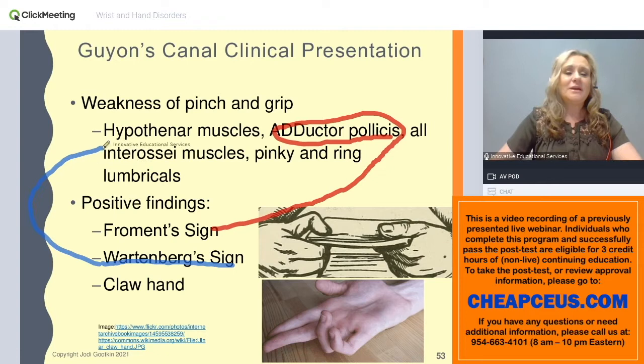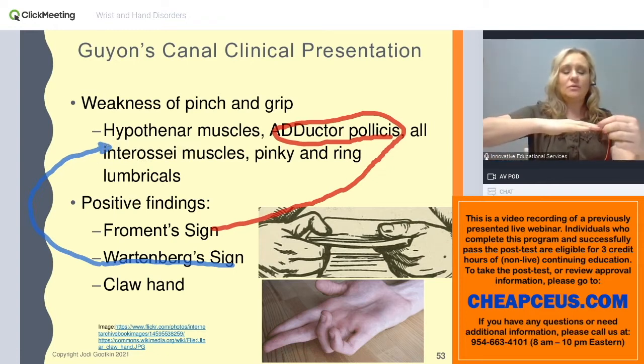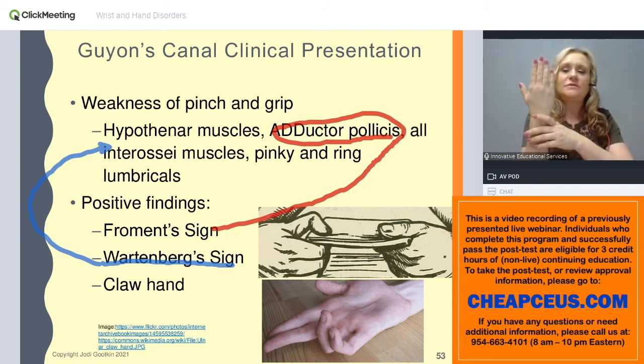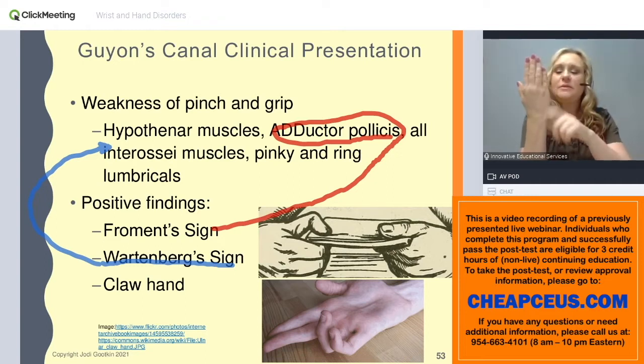The interossei muscles, because they're impacted and you lose the adduction of the pinky. So imagine my hand flat on the surface. He noticed that patients' pinkies kept falling out to the side. You could passively put it back, but it would keep falling out to the side.